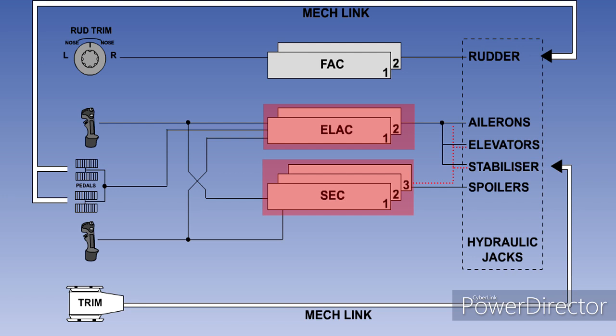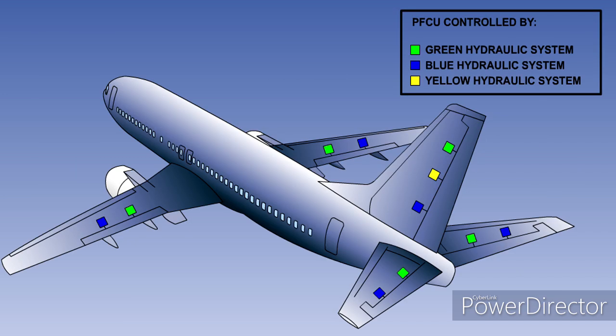The elevator and ailerons have access to up to 5 computers, only one of which is needed for them to operate. The aircraft has 3 hydraulic systems. Each control surface can be operated by either one or 2 of these systems. Even if 2 of the hydraulic systems fail, the aircraft will still be controllable.